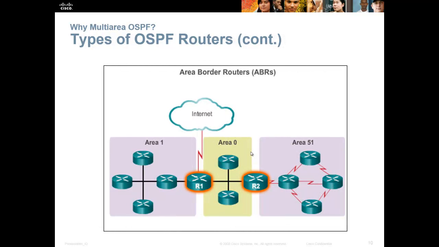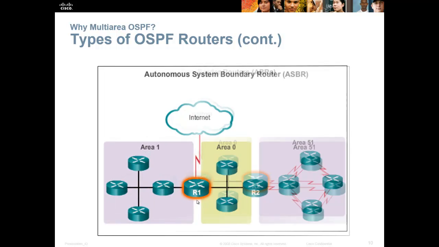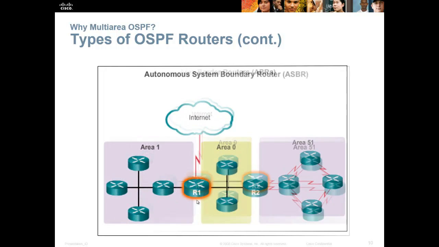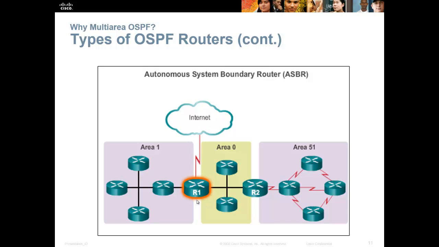Then you have your ABRs, your area border routers. Any router with interfaces in more than one area is an area border router. So in this case, it's just R1 and R2. And then they have autonomous system boundary routers, so ASBRs. Now an ASBR connects to multiple areas, just like an ABR. I always get these names all screwed up. But they also connect to a different type of network, like BGP, EIGRP, or some other system other than OSPF.